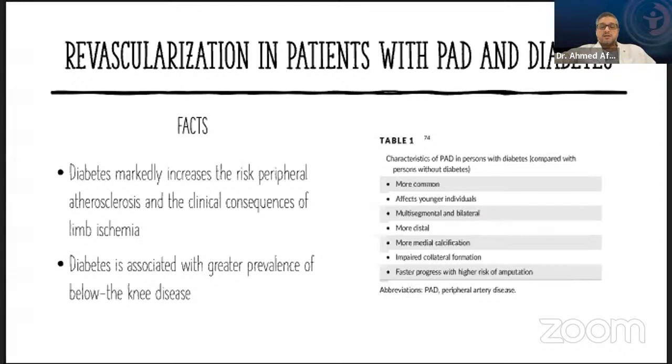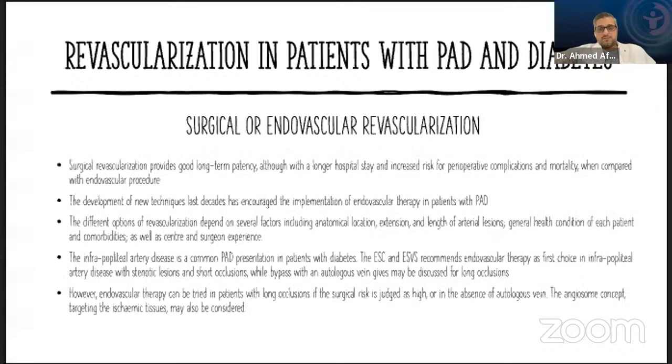and critical limb ischemia. Also, diabetes is associated with a greater prevalence of below-knee arterial disease, and when the disease involves these arteries, it acts in a multi-segmental fashion with impaired collaterals.